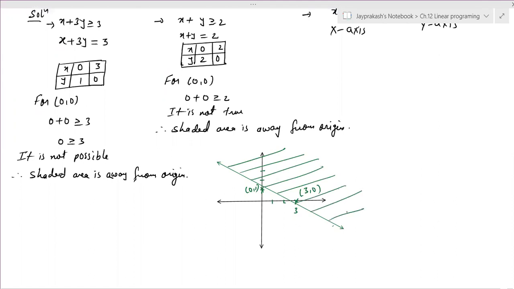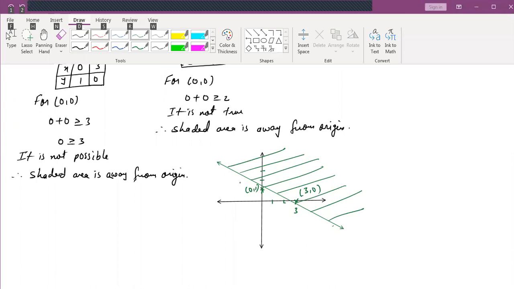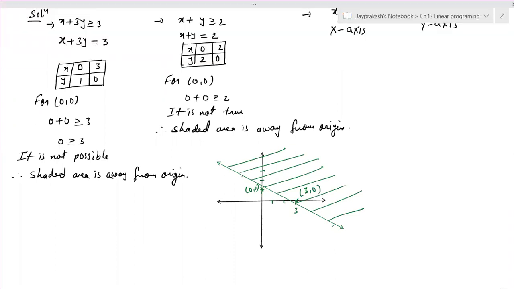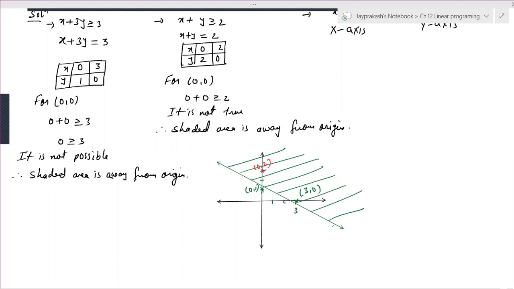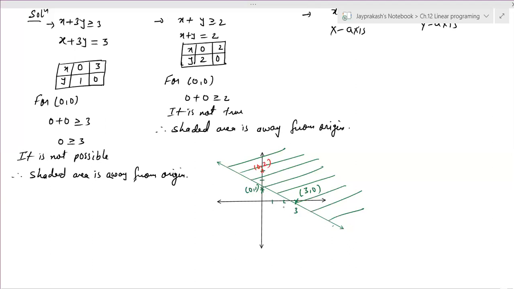So this is the area away from origin. Now for the second equation, when we are using x plus y is equals to 2, we have the point x is equals to 0, y is 2, first coordinate 0, 2. So this one. And next is 2, 0. So this one, 2, 0.